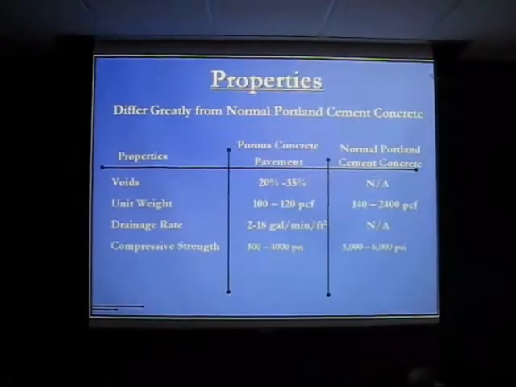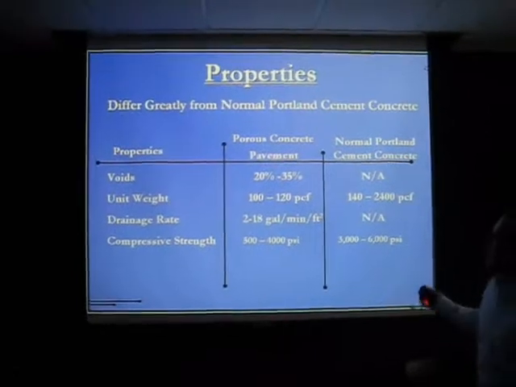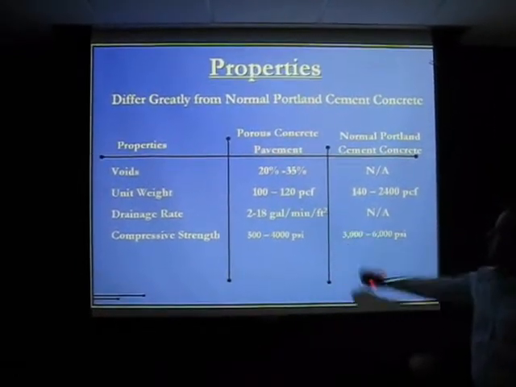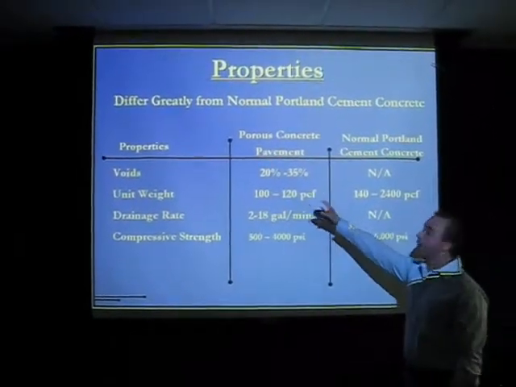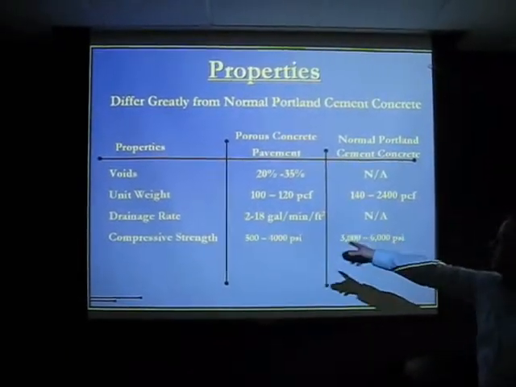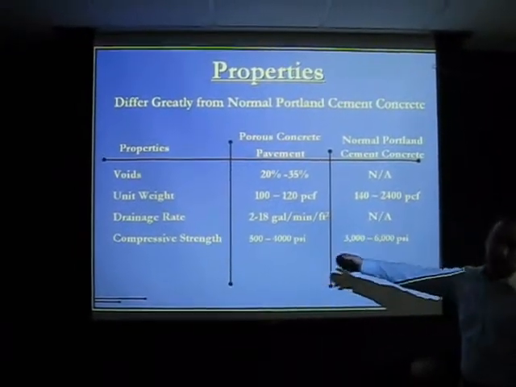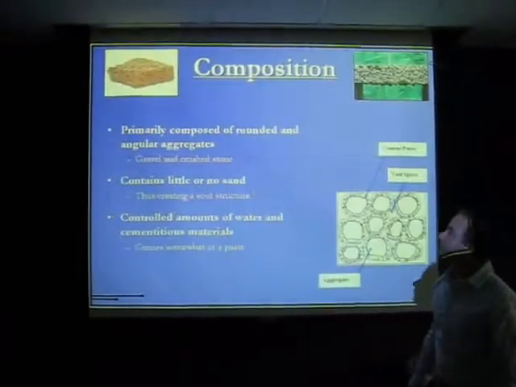Alright, so then we'll get back into the properties of porous concrete pavement and how it differs from normal Portland cement. The biggest thing is that it has voids: 20 to 35% voids, whereas normal concrete has none. Therefore, the unit weight is obviously quite a bit less. Drainage is 2 to 18 gallons a minute. Normal concrete has none. And the compressive strength is substantially less.